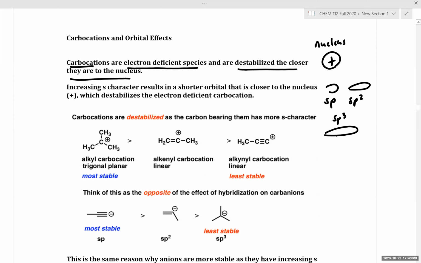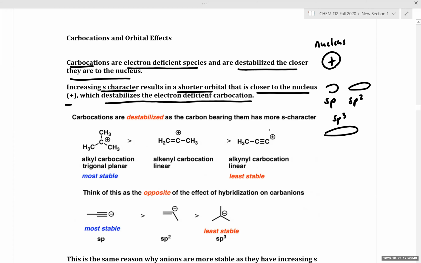So what we can see from these pictures is that the more s character we have, the shorter the orbital and the closer it is to the nucleus, and this positive charge from our nucleus destabilizes our electron deficient carbocation. So if we look at an sp versus an sp2 versus an sp3, well, let me rephrase this.